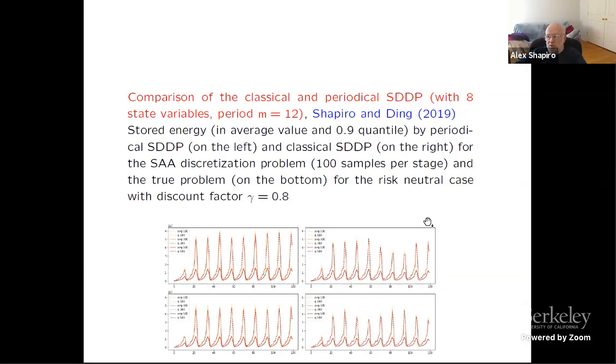First of all, the model was built as a certain type of periodical autoregressive process, because it's monthly. Then it was discretized. The original distributions were continuous, coming from the time series model. We discretized it using 100 samples per stage, and it stabilizes around there, because one can compute upper and lower bounds. This was also used with risk, trying to control the risk.